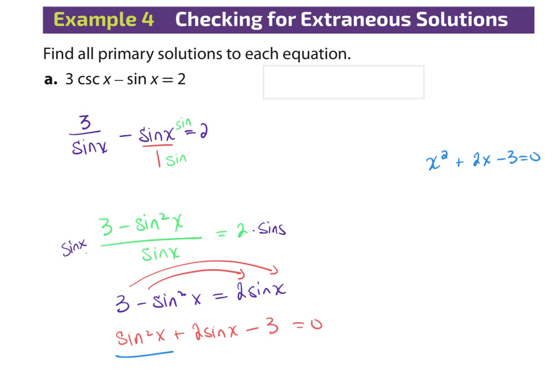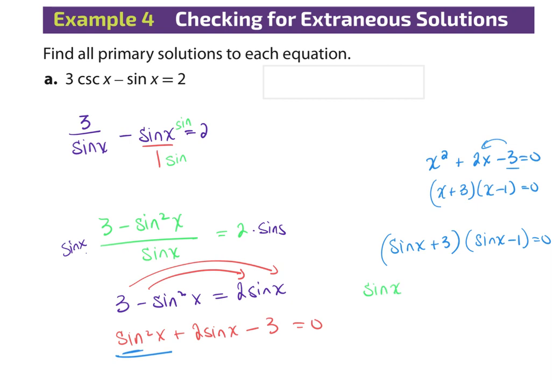So if I need to factor this one, I would say, well, factors of 3 that add up to give me 2, that's going to be a positive 3 and a negative 1. Right? That's how I would do that factoring normally. So then do the same thing, but instead of writing an x, write sine of x. So I'm going to say, well, it's sine of x plus 3 and sine of x minus 1, right? And then I can just set them equal to 0 and solve.